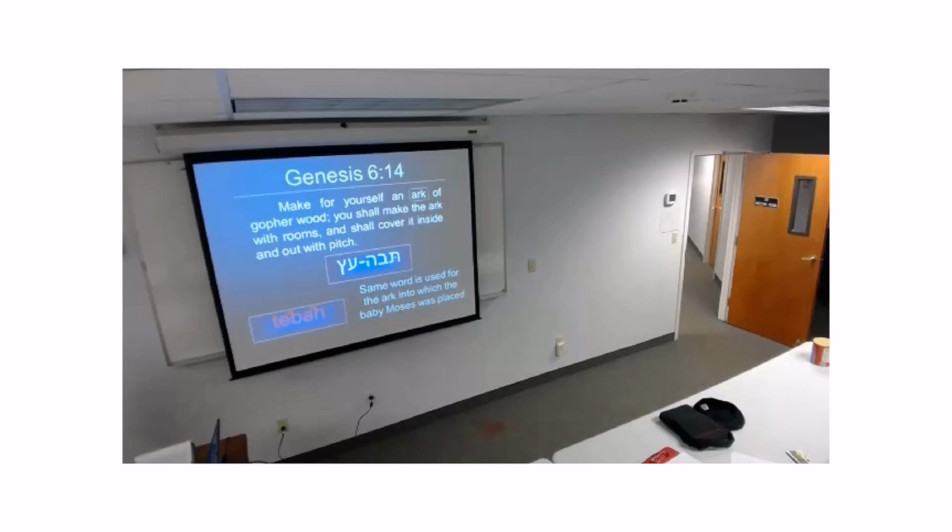So here's Genesis 6:14. You have God determining in the beginning of Genesis 6 a judgment that is to come because mankind was sinful and doing things in its own way, and then He chooses Noah, places His favor upon him, and wants to rescue him from the judgment that has come. There's going to be a flood, so Noah is to build an ark. And if you look at the bottom of this slide, the word ark is the same word that is used for the ark into which the baby Moses was placed.